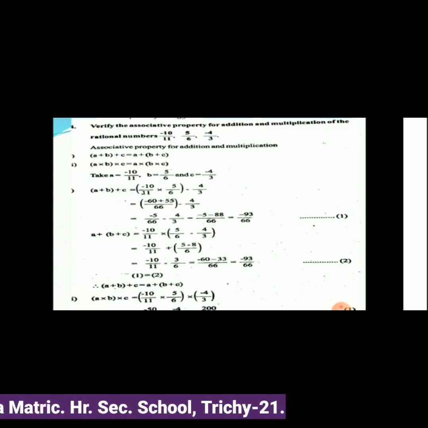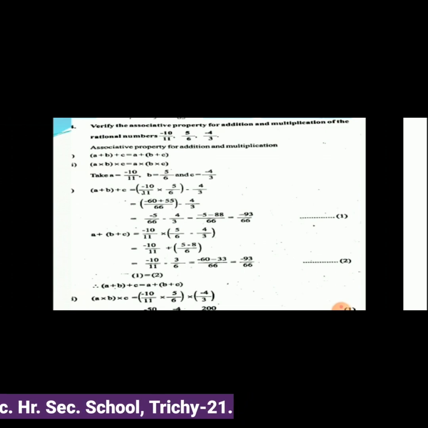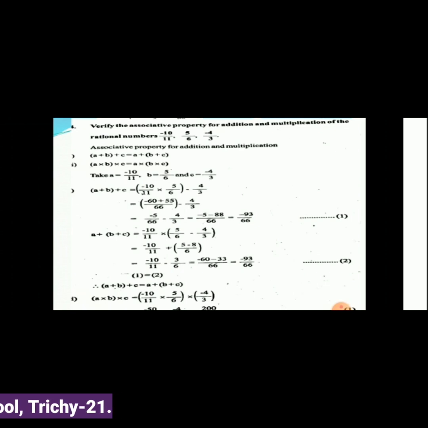Here minus 5 divided by 66 minus 4 divided by 3 is equal to, we take LCM 66. In the next fraction we multiply by 22. So 4 into 22 is 88. So minus 5 minus 88 divided by 66. So minus 93 divided by 66. This is equation number 1.